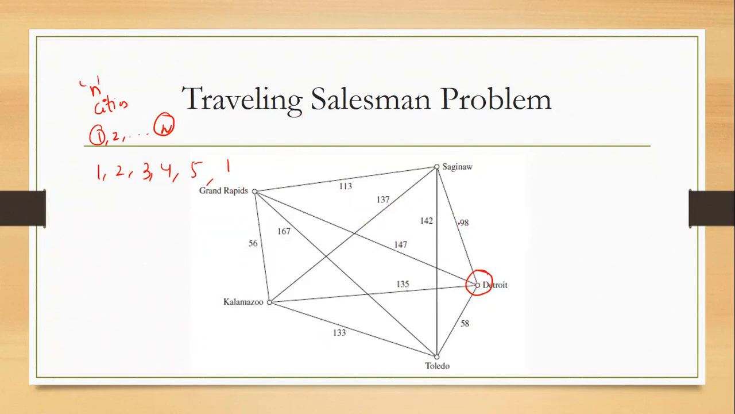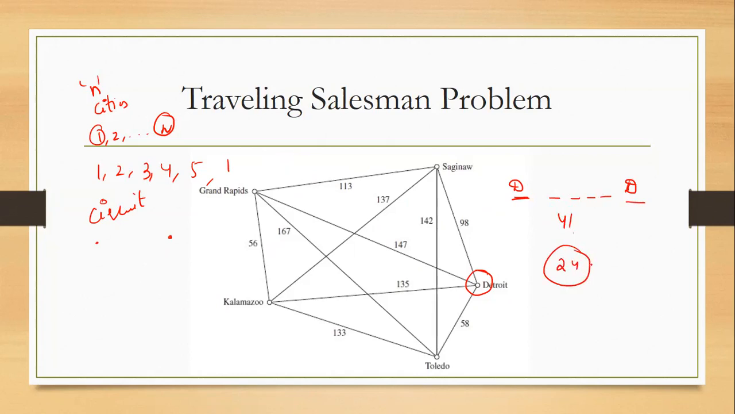So basically we are supposed to select a circuit, where the initial vertex and the terminal vertex are the same. Detroit is the start and end. In between we have to fill 4 spaces with 4 different cities. How many ways can we fill it? 4 factorial ways. So there are totally 24 routes.